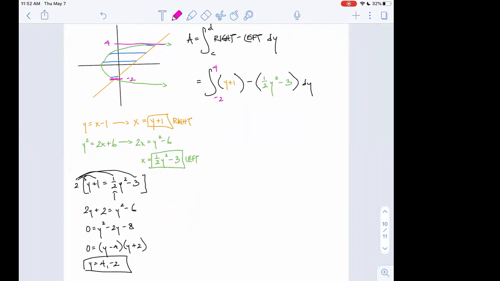Where did you get the 2 from, Professor? I'm confused on that part. Which 2? When you distributed that 2? Oh, this one? Yes. I didn't want to factor with a 1/2 in front of my y squared, so I just multiplied everything by 2 to get rid of the fraction. Oh, okay. So if I had 1/4, I could multiply everything by 4. Boom, fraction's gone. Okay.